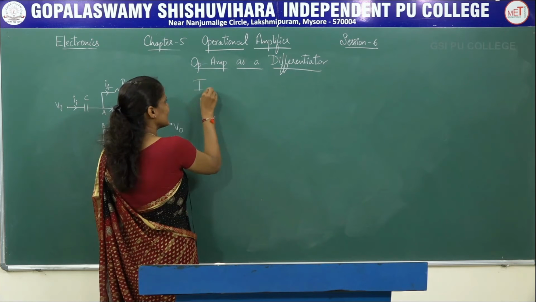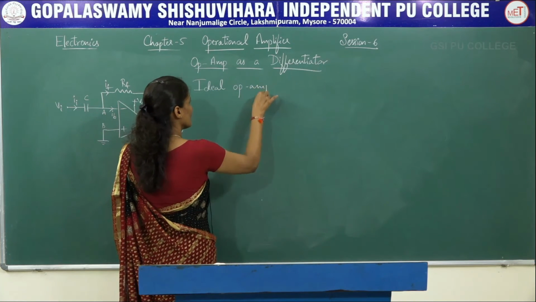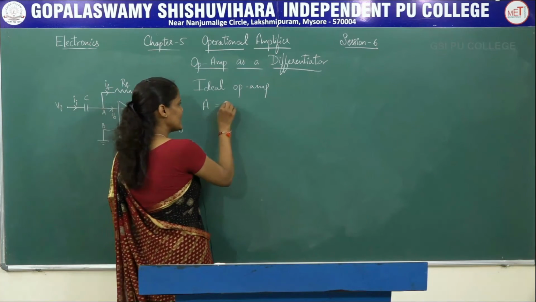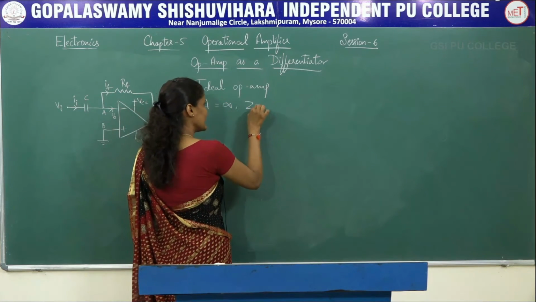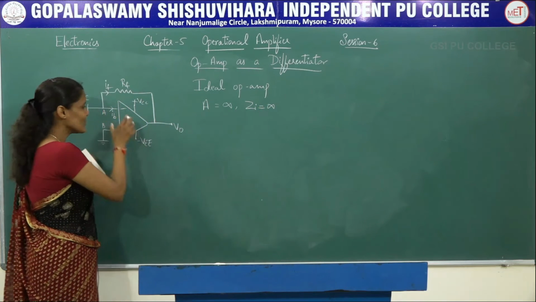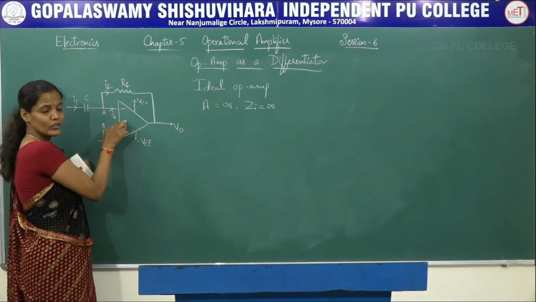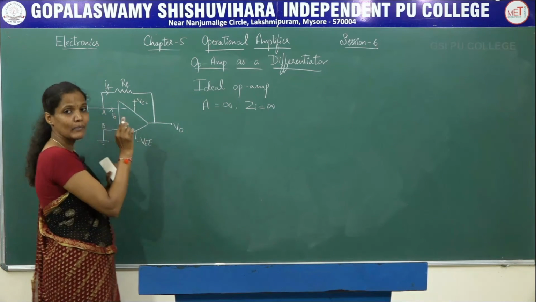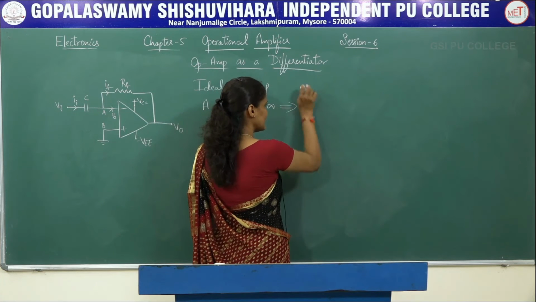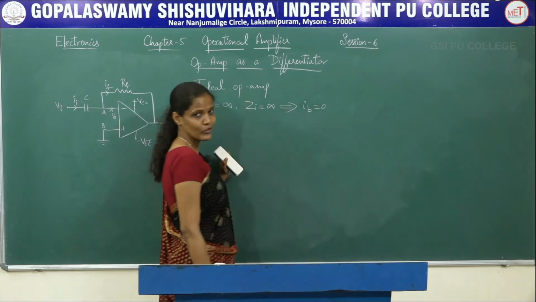So let us consider an ideal op amp. For an ideal op amp, the open loop gain A will be equal to infinity and the input impedance Zi will be equal to infinity. Since the input impedance Zi is infinity, the current which is entering into the amplifier, that is IB, will be equal to 0.